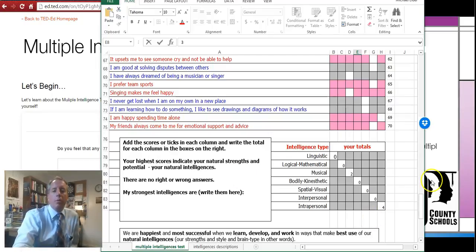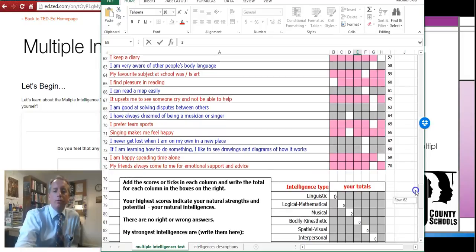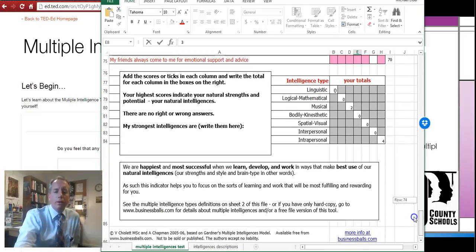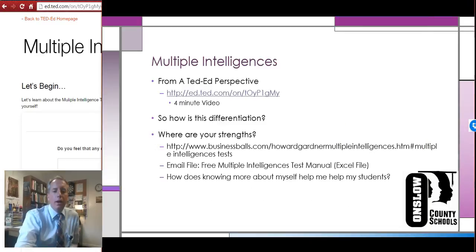So what I'm asking you for your assignment for this session is to go ahead and fill all these out. Then in the assignment piece you'll respond and let me know what's your greatest strength, what's your greatest intelligence type, and then how does knowing that about yourself help you help your students, or what does that help you become aware of for you?